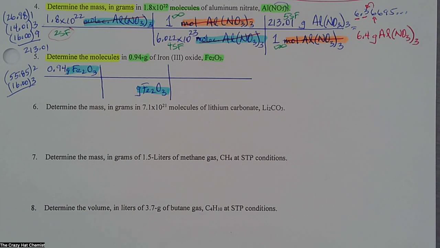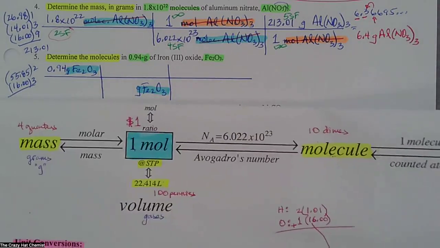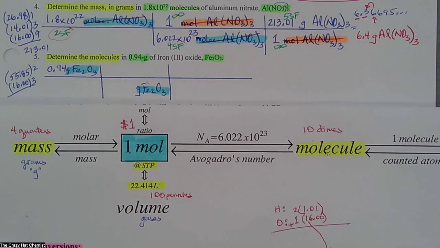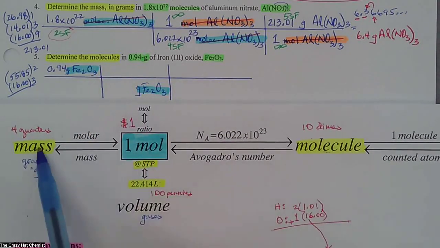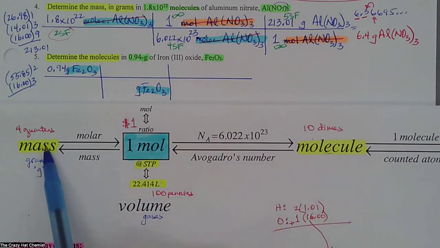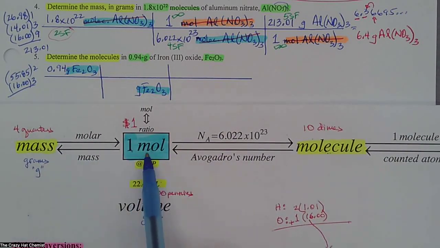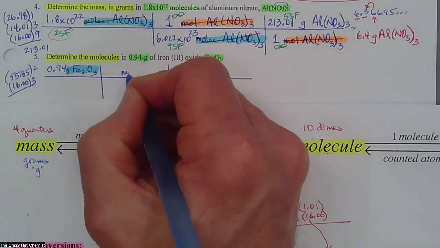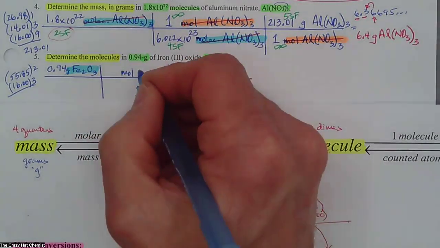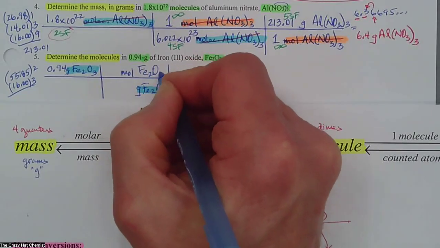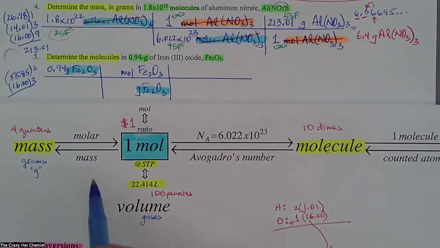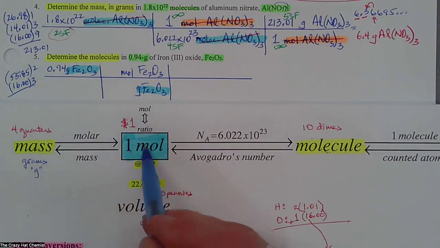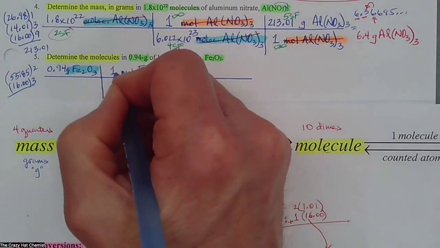So 55.85 times 2 and 16 times 3, and we're going to add that up. And then what we're going to do is look at our flow chart right over here. I am going from mass to molecules. So mass to molecules, I'm going to go from mass to moles first. This tells me what goes in the numerator, which is moles. And then the same formula, Fe2O3, the numbers of which are the molar mass for the grams and the 1 in front of the mole.